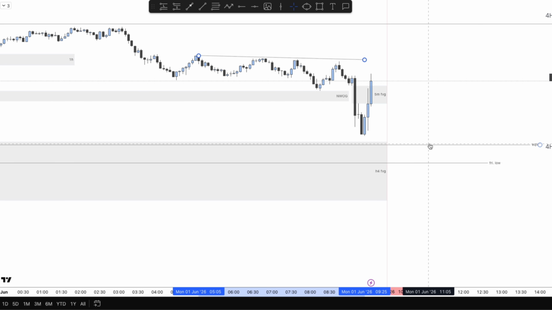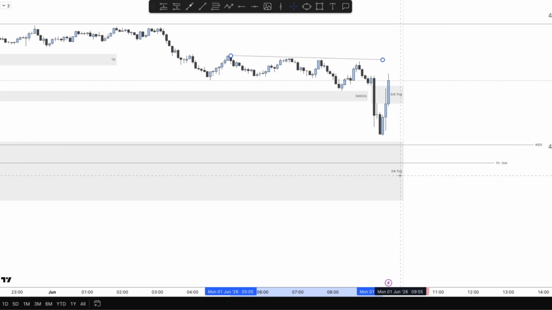These are my two targets for today. We got 4 hour equal lows, and then we have the Friday low, and then the FVG, which I stated in yesterday's video. I want to see that inverted. So stand by.